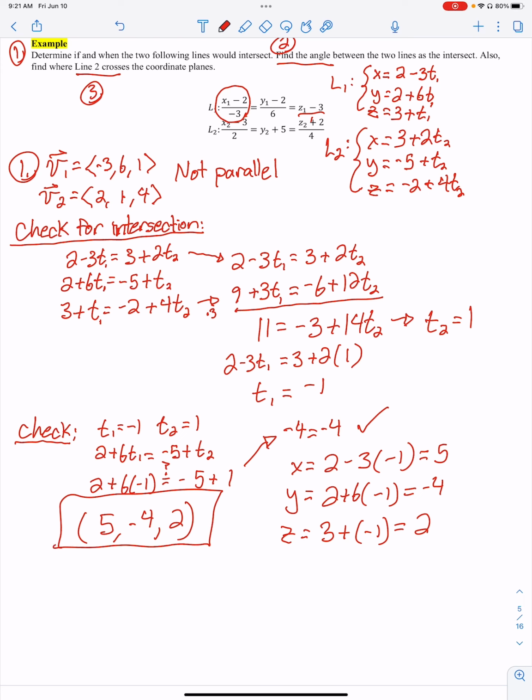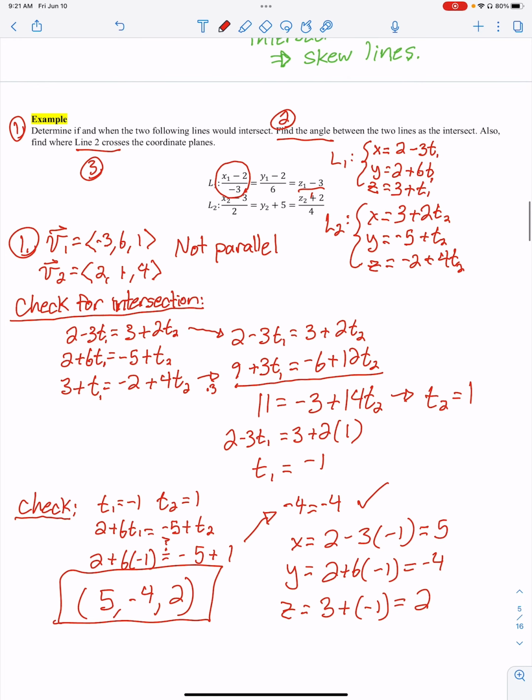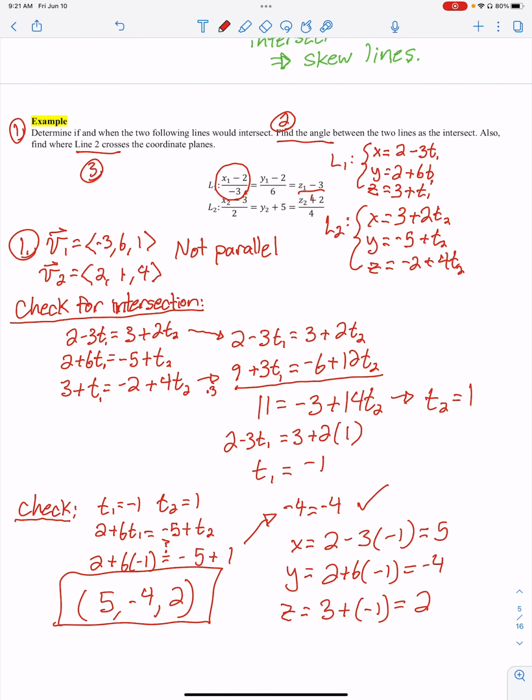All right, so that's how you check and show that two lines intersect. Recap: we checked to see if they were parallel, and they were not. That's what we did up front. We did write them down first in parametric form. My handwriting is looking pretty bad. It will get better. Just give me a few lessons.